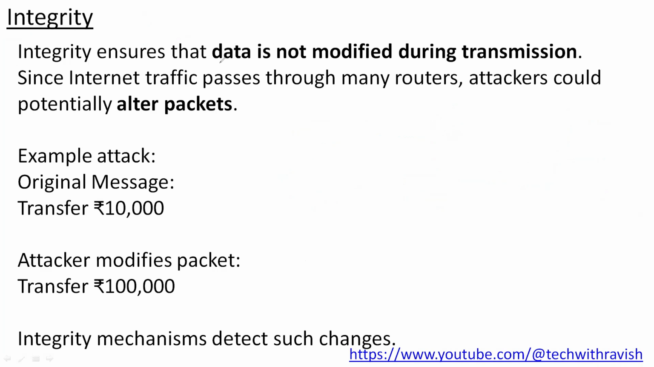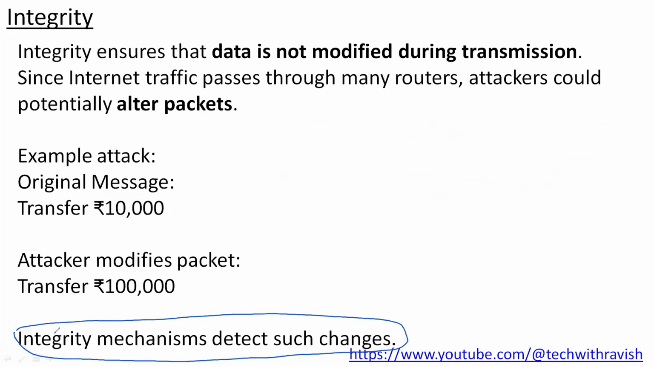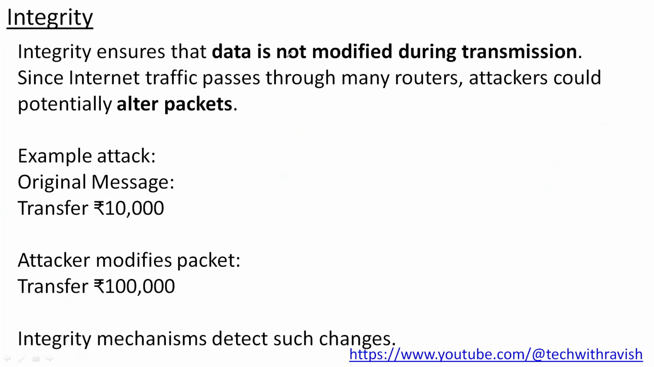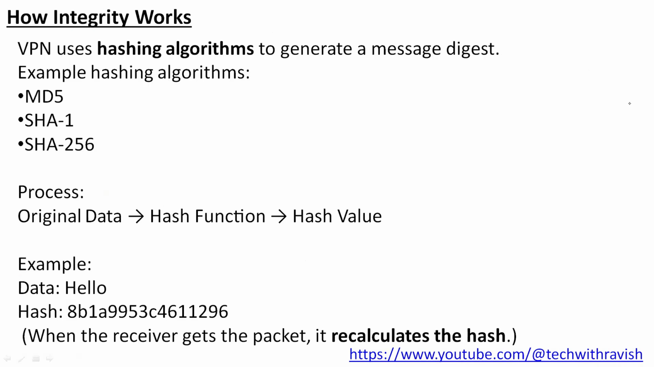Well, let's discuss how the attacker can change your message. This is our original message that we need to transfer, 10,000 rupees. So attackers can modify the packets into 100K rupees. But integrity is a mechanism that detects such kinds of changes and prevents them. So how does integrity work?